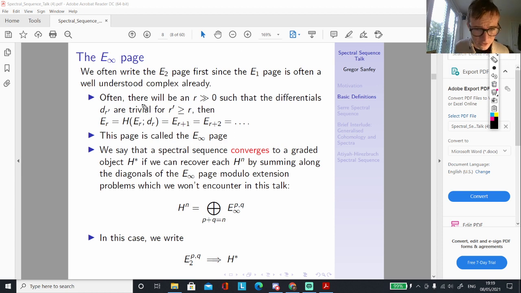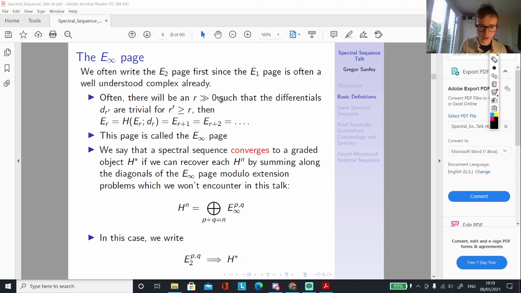And now this leads us on to a very important notion of convergence. In this talk, I'm going to simplify it a little bit. I won't get into all of the nitty-gritty errors that could arise, known as extension problems, because in this talk we'll just deal with examples where extension problems don't come up.